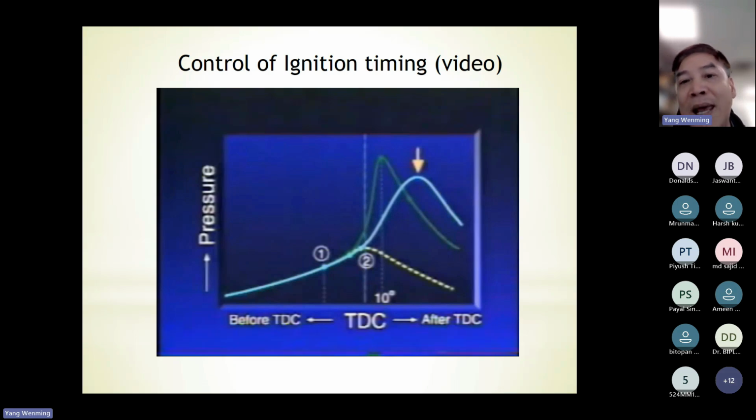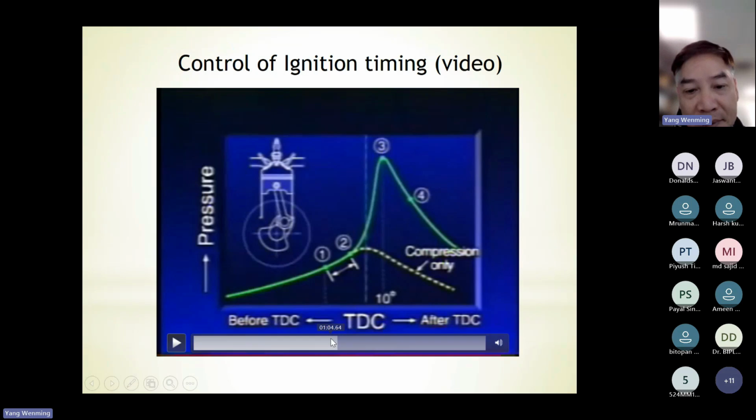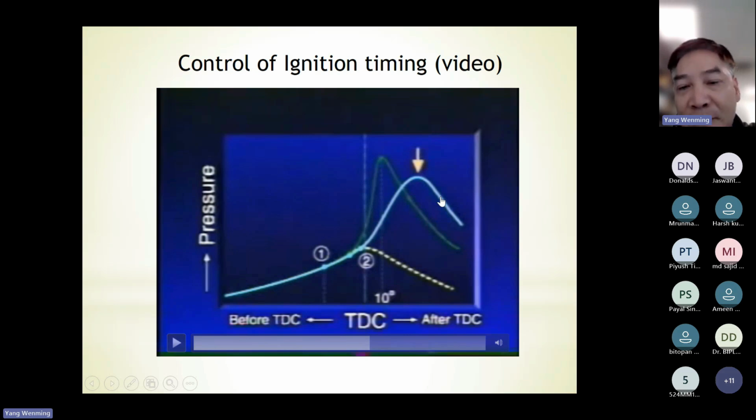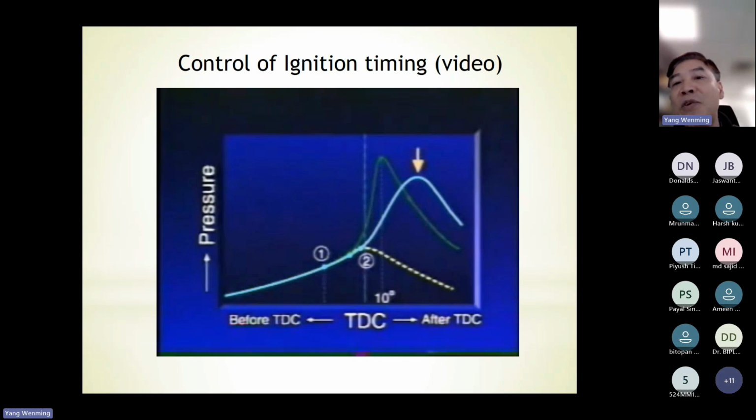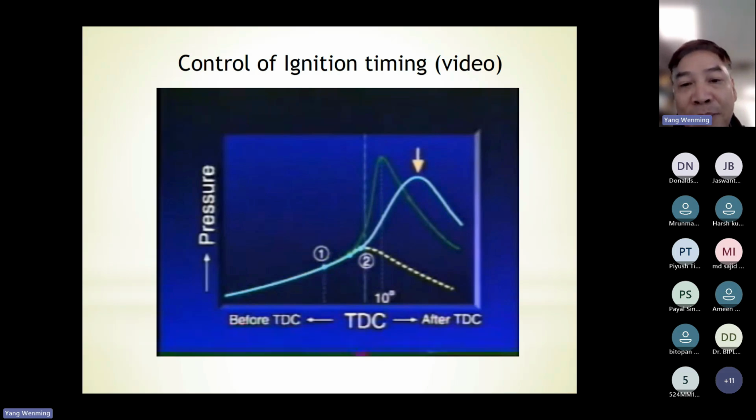The peak pressure drops and the combustion process also will start late, correct? So as a result, the efficiency will drop. So for this case, when the engine speed increases, we should advance the ignition timing. The ignition timing should start from this position instead of 0.1. We should advance ignition timing, correct?